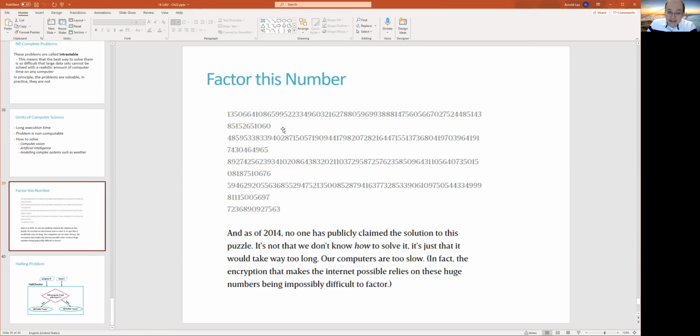A lot of times when you look at internet security, you get into things like factoring primes. So this is just an example of this, trying to factor this number. And this is a key point: encryption is based on the fact that it's very difficult to factor these numbers.